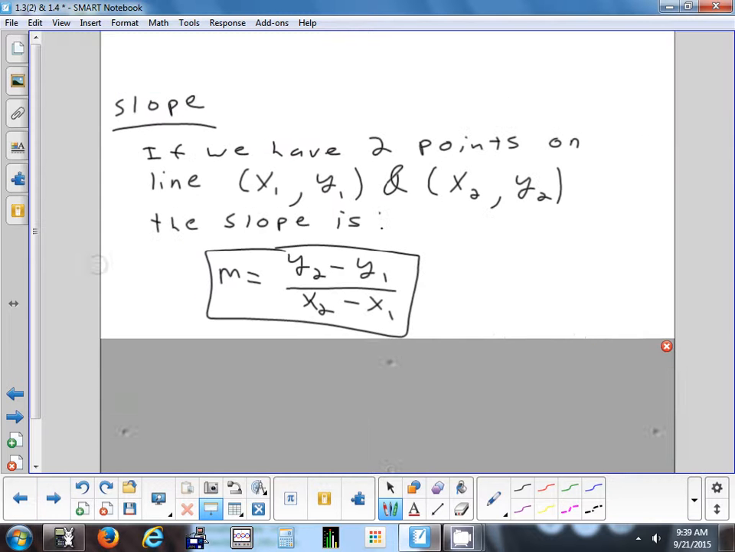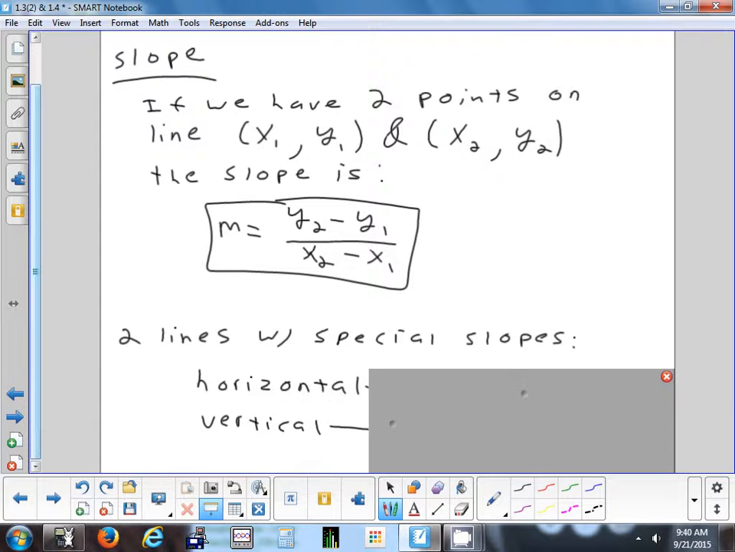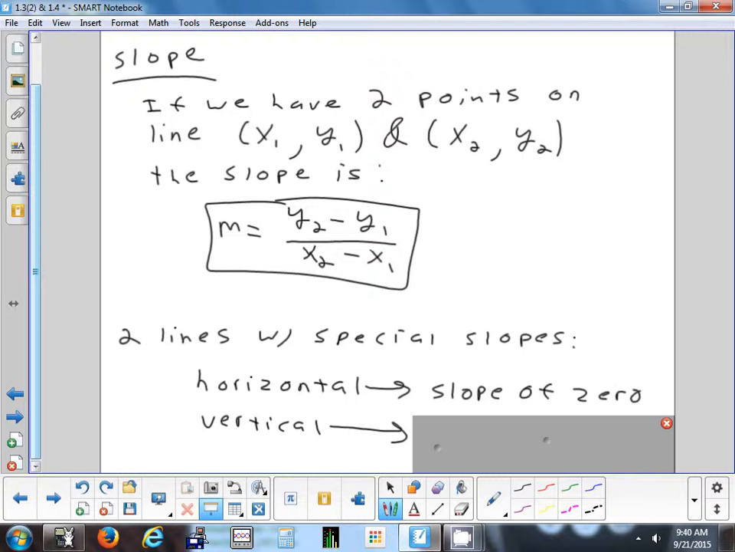All right, so we got slope. There's two special cases, horizontal and vertical. Anybody know what the slope of a horizontal line is? We're going to talk about how you write the equation in a second. But just how steep is it? How would you describe a horizontal line? 0. It's 0. Okay, it's not increasing, it's not decreasing, it's perfectly flat, it's 0.